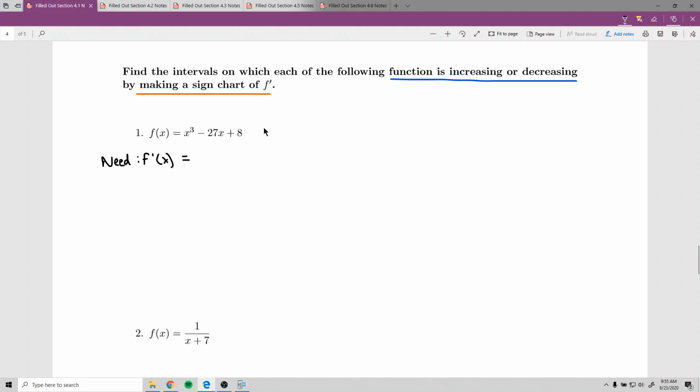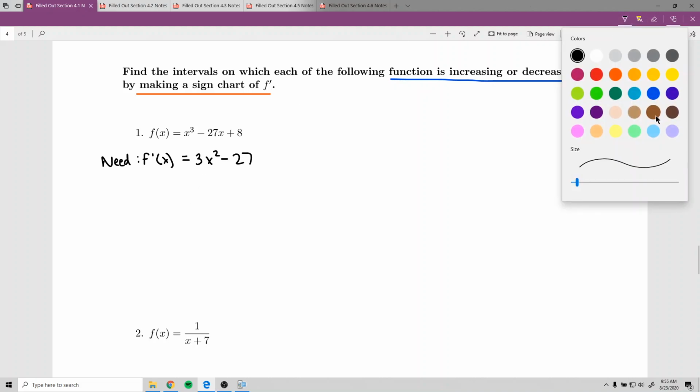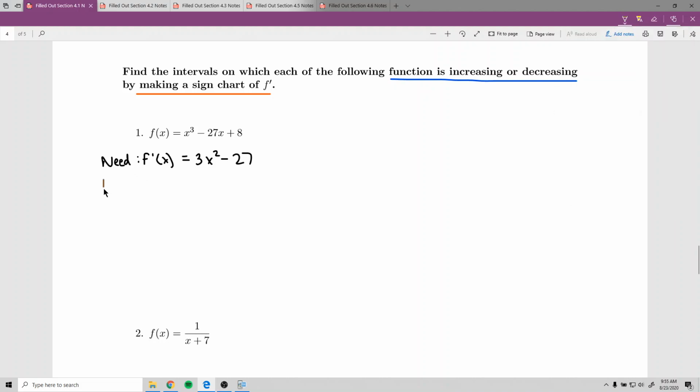So the derivative of this, we can just recompute it real quickly. It's 3x squared minus 27. The other thing you need are the partition numbers. Since we already did that, we won't redo that again, but the partition numbers we got here were -3 and 3.